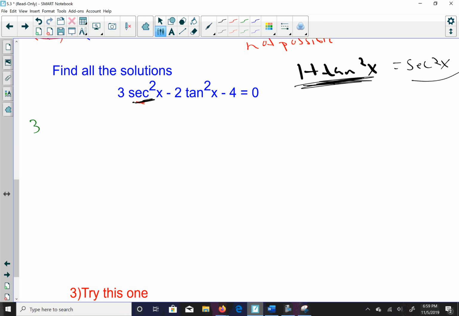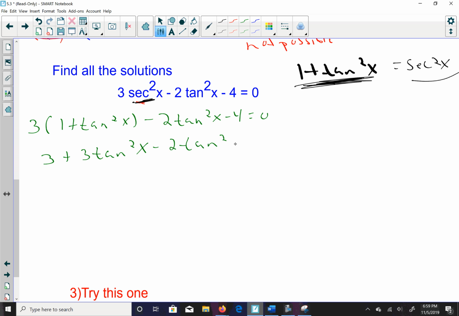So 3, and then in place of that secant squared, I'm writing 1 plus tangent squared x, minus, and then everything else I'm copying down, 2 tangent squared x minus 4 is equal to 0. Distributing my 3, 3 plus 3 tangent squared x minus 2 tangent squared x minus 4 is equal to 0. Combining my like terms, I have the tangent squareds, and I have the 3 and the negative 4, so I'm combining those like terms.